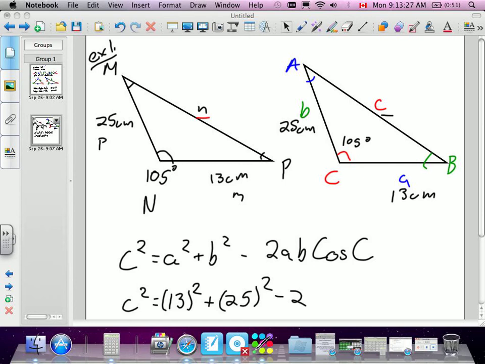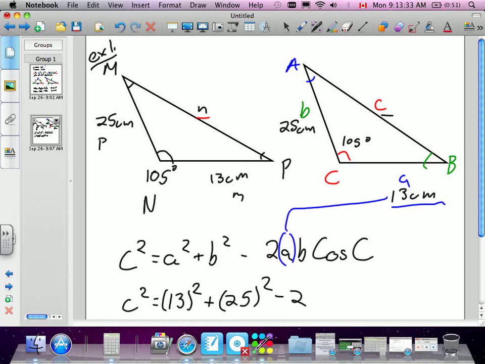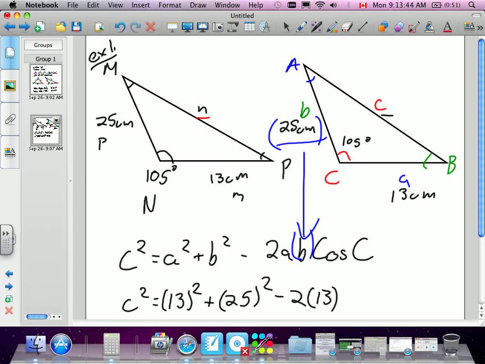Again, they're looking for a. How long was side a? 13. So exact same thing, I plug it in for that value there. Side b was 25. So we're going to plug it in for b. And finally, the uppercase C stands for our angle, which is 105 degrees.